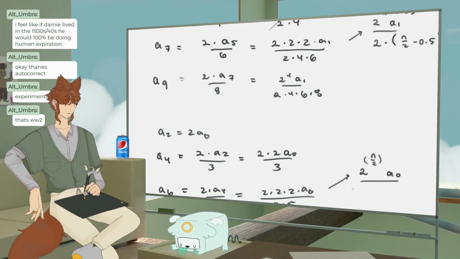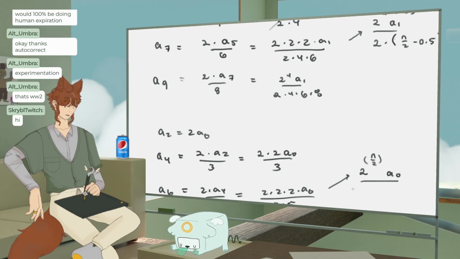We can't do a factorial with 1.5 though. We could say it could be 3, 5, 7.